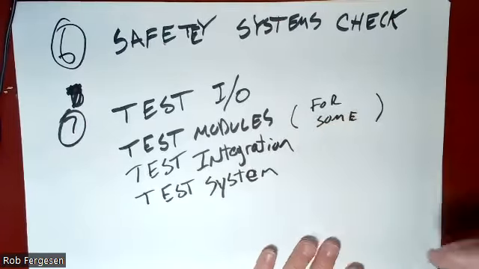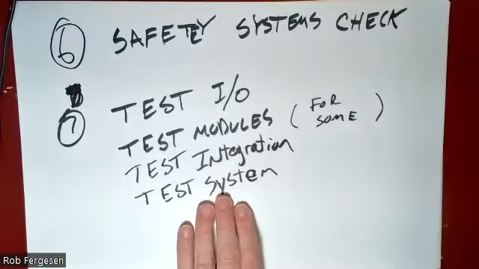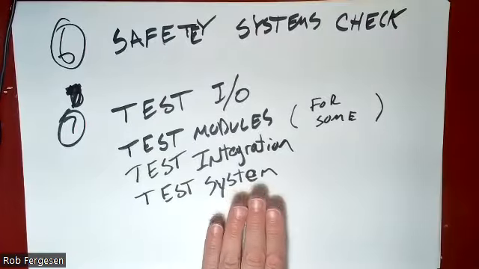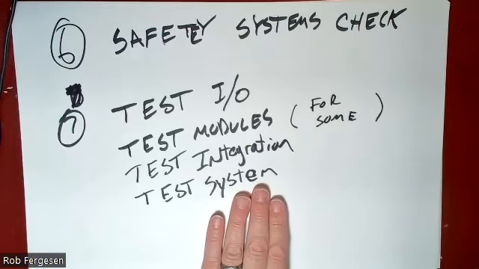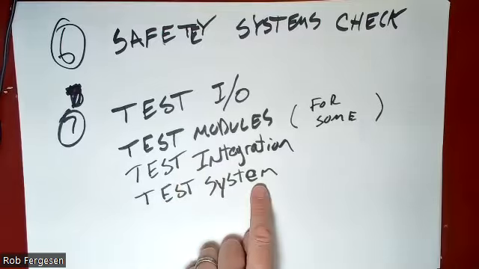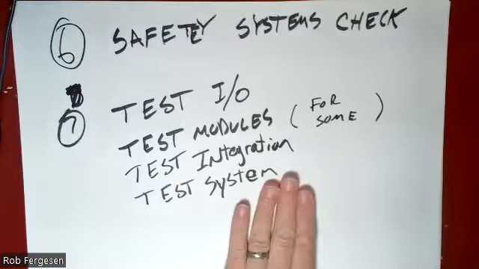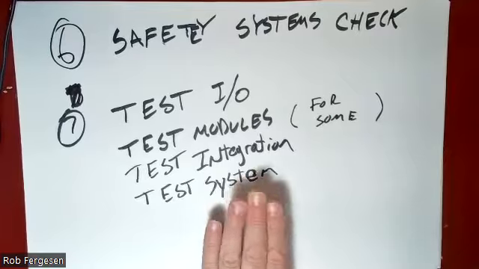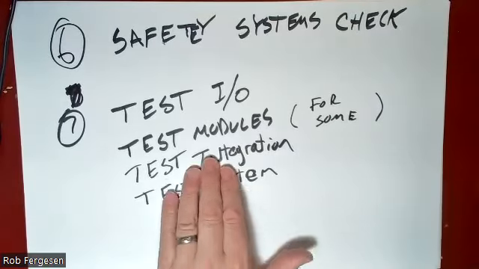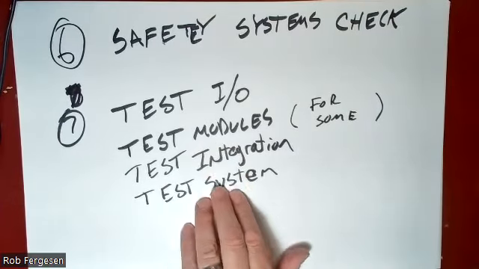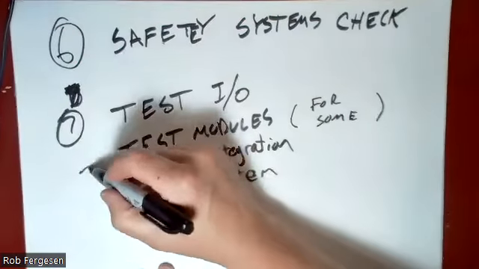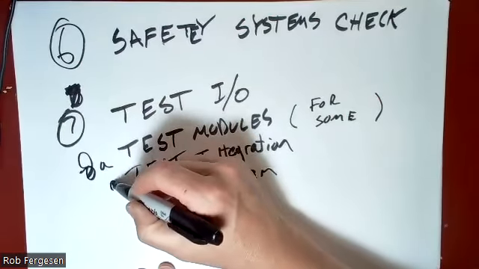So you may not perform all of these tests in every single kind of system, depending on who's doing the commissioning. You may only do integration and system testing, but you have to have those. And you may find some things in integration and system testing. And this is A, B, and C.